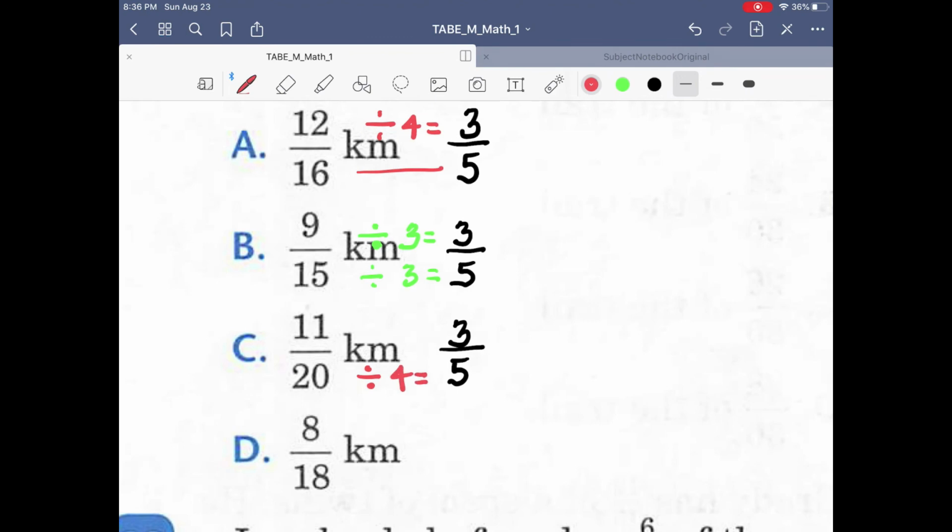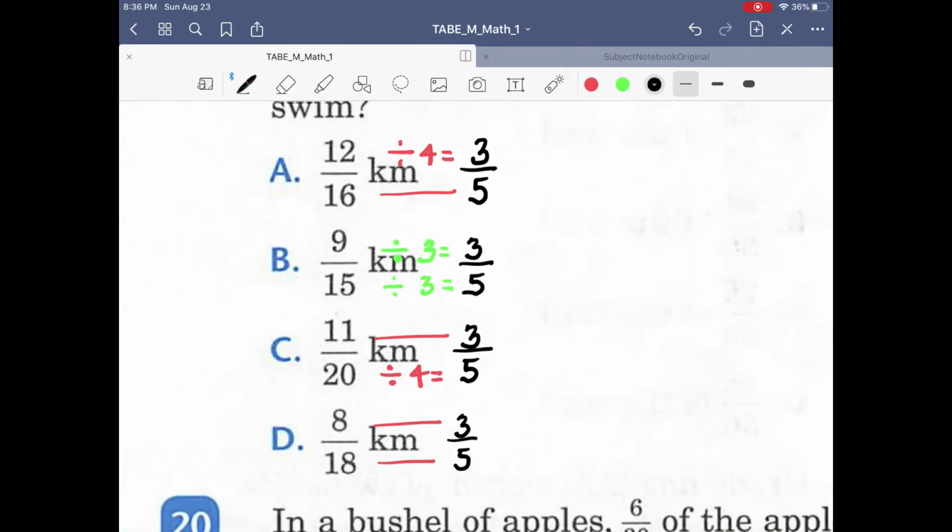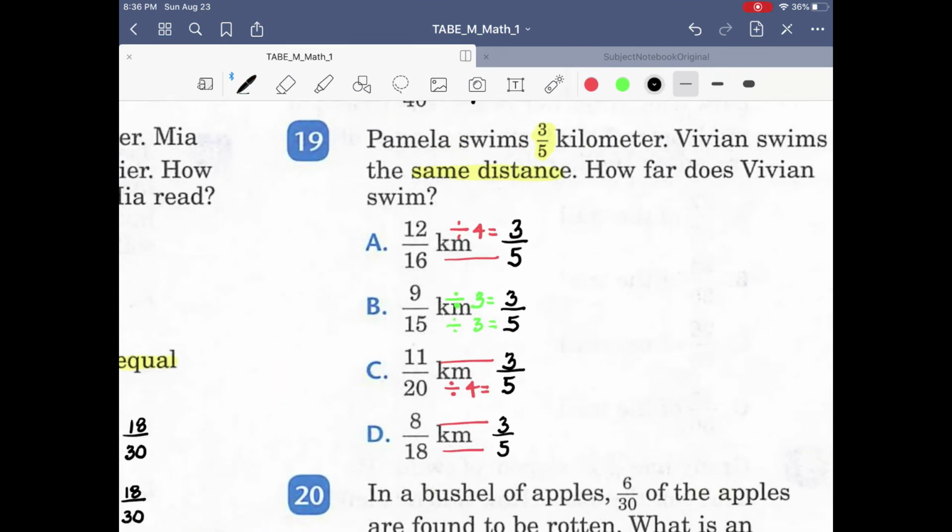This one, I could get the bottom division to work okay by 4, but that will not work on the top. And then on this one, neither of them will divide down. So I'm thinking the answer to number 19 is B.